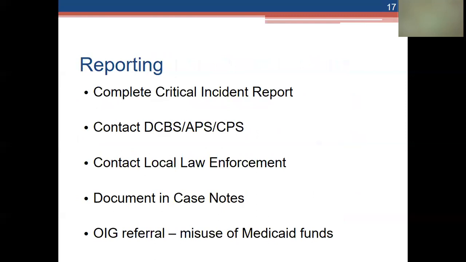To wrap this session up, if you suspect fraud, abuse, neglect, or exploitation, you will need to complete a critical incident report, contact DCBS, APS, or CPS, contact local law enforcement if the situation calls for it, and also document everything in detail.